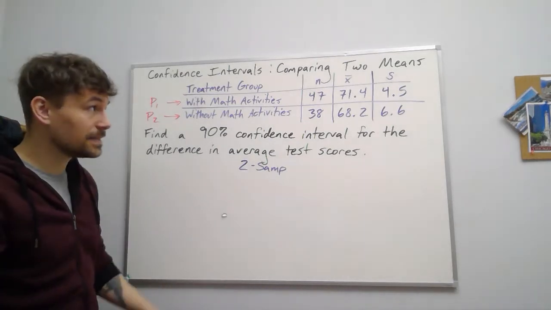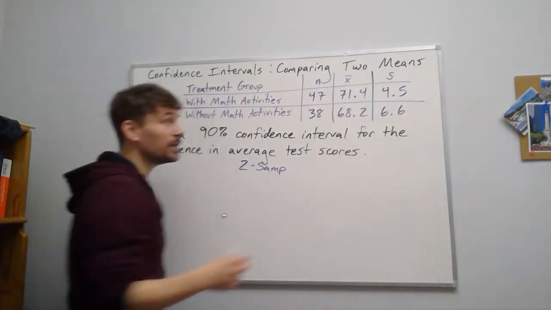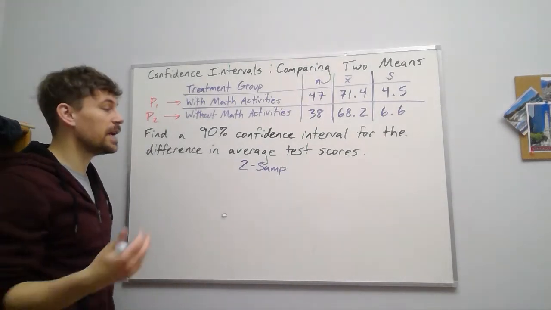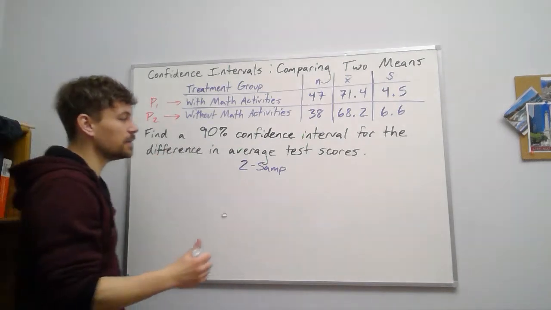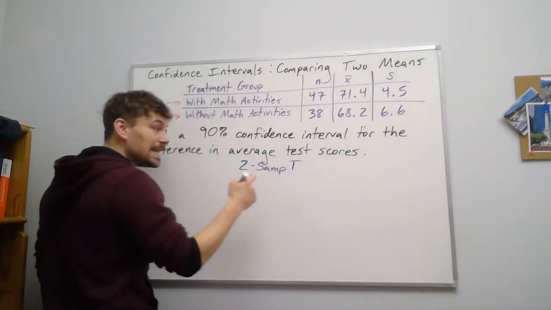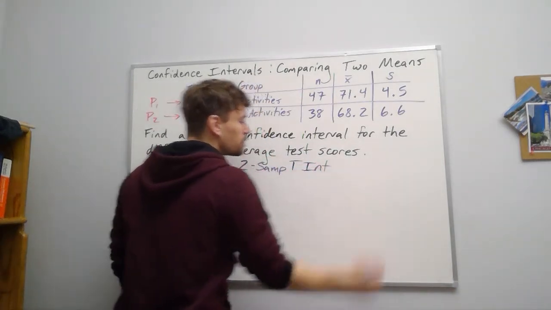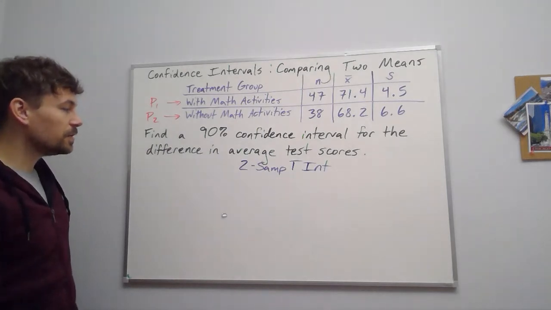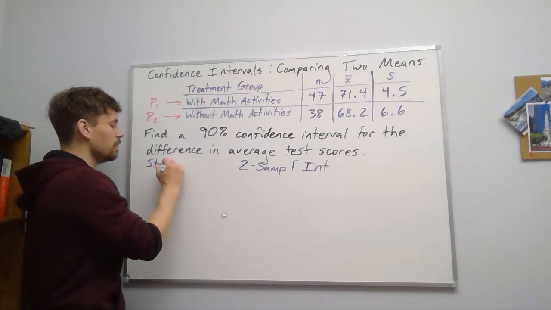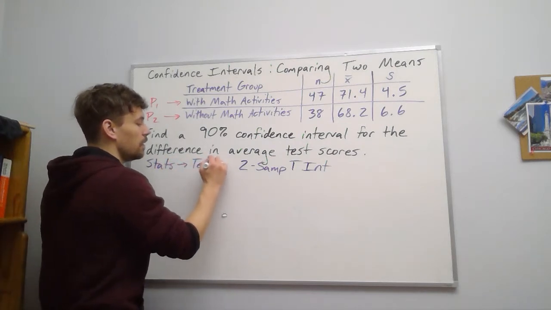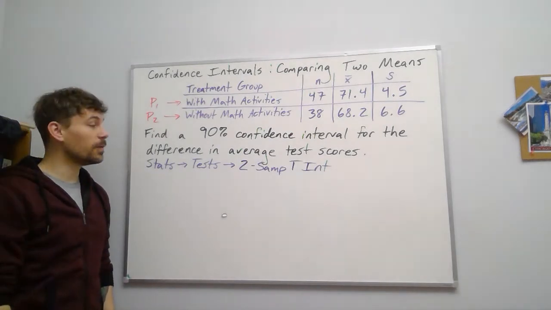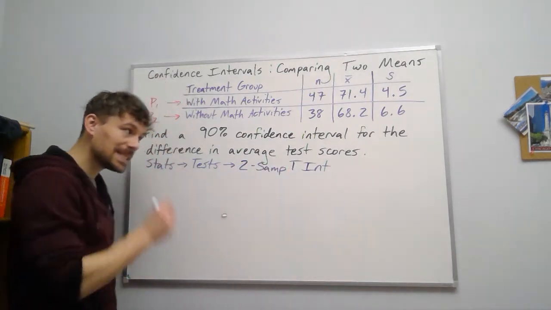Here we know S, right? If we're using the sample, that's going to be a less exact result. So we're going to use the curve that allows for a little bit more uncertainty, or that accounts for that. So we're going to use a two-sample T interval. If we go to stats, test, two-sample T interval, that's your path on your TI-83 or TI-84 calculators. But you get to this two-sample T interval.